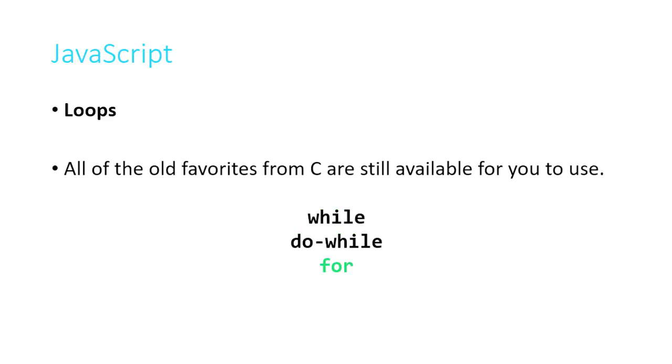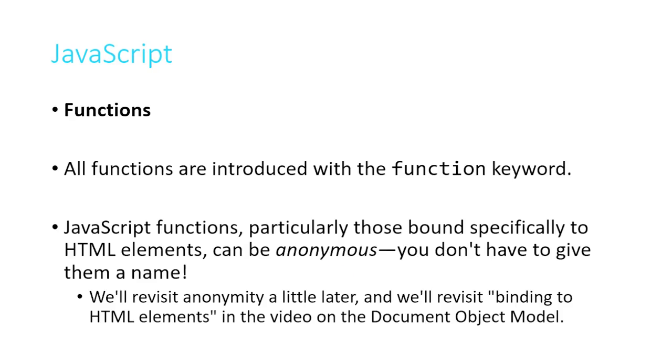While loops, do while loops, and for loops, although we do have a couple of other variations that we'll talk about in just a little bit. Now, functions in JavaScript are all introduced with the function keyword. So we say function, provide a function name, any parameters, and then we define our function between curly braces just as we would in C, except in C, of course, we're not using the function keyword.